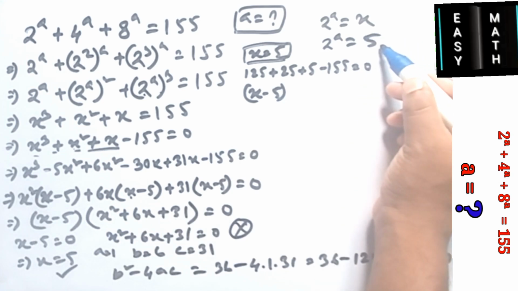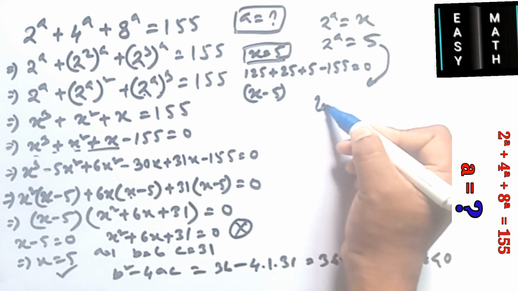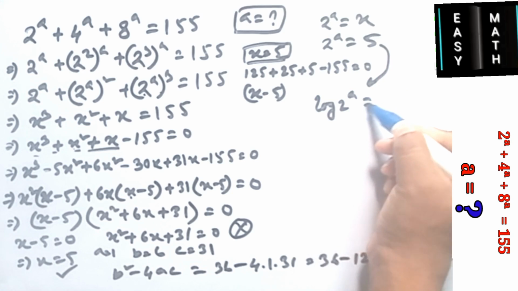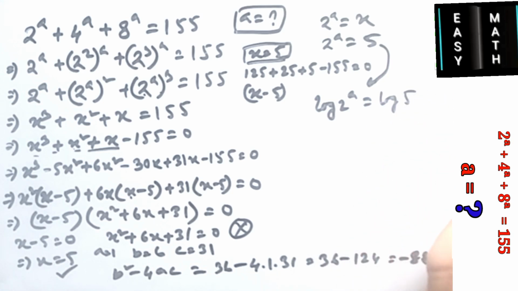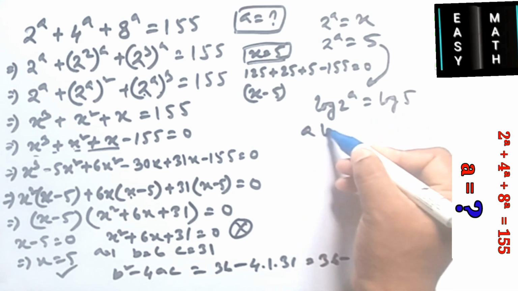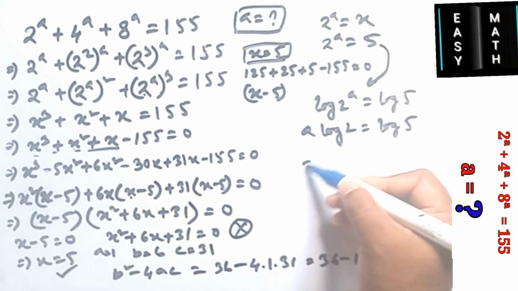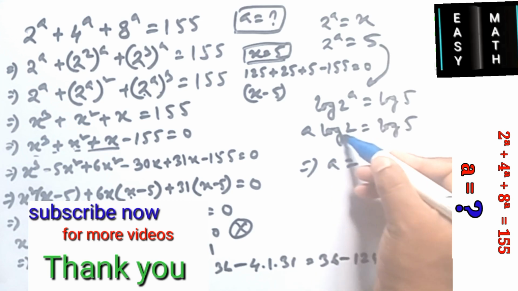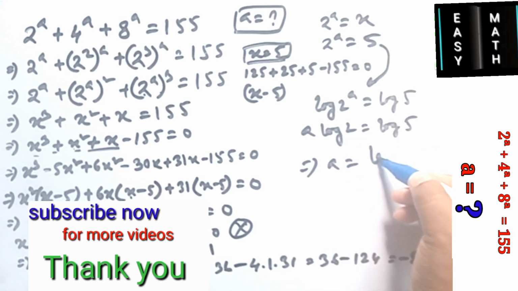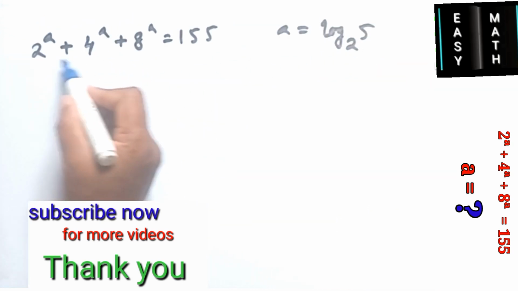So take from here, take the log on both sides. So log 2 to the power a and log 5. And so this is a log 2 and this is log 5. So a value is, divide this here, so log 5 by log 2. So a, so verify this.